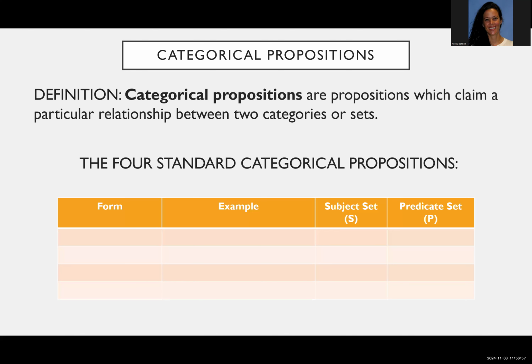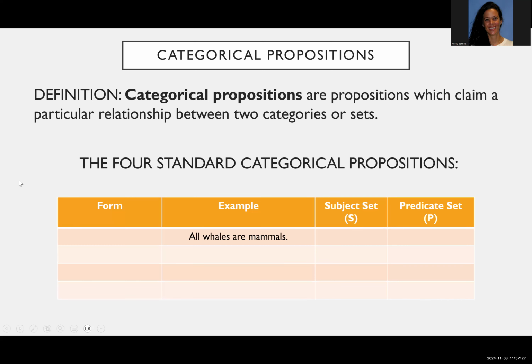Categorical propositions are propositions which claim a particular relationship between two categories or sets. And there are four standard categorical propositions. Notice that we're going to have a form. Those are going to be like the four different types. Then we're going to give an example to contextualize each. And each example is going to have a subject and a predicate denoted by S or P.